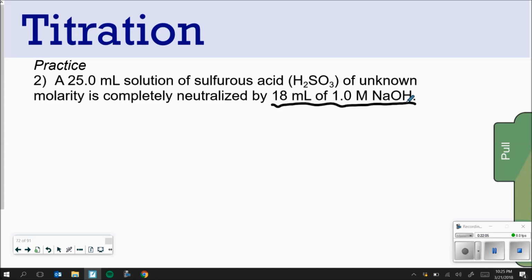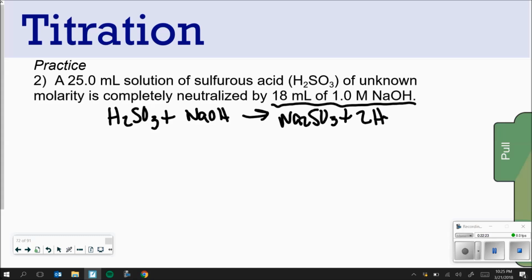I'm going to start with my balanced chemical equation again, very, very important. So I've got H2SO3 plus NaOH, and it's going to yield Na2SO3 plus 2H2O. I'm balancing it as we go. Make sure you don't forget to balance. Very, very important. So 18 mL is going to be 0.018 liters of NaOH. That's my titrant.